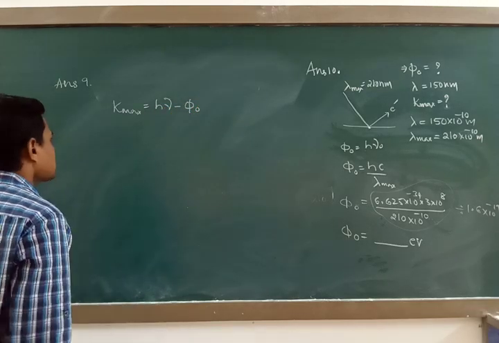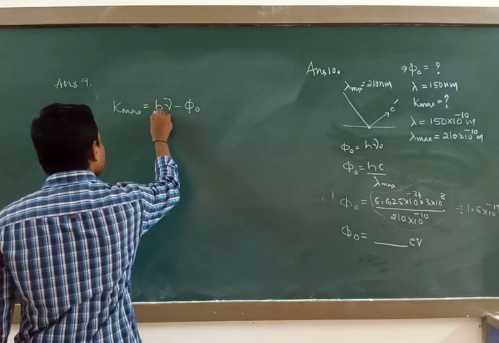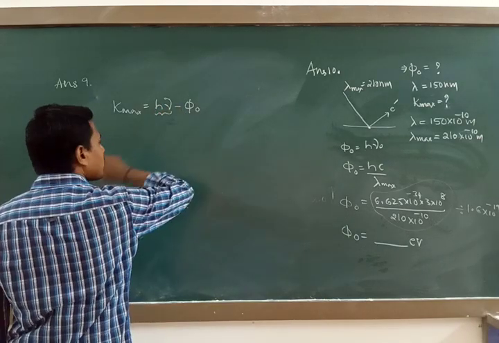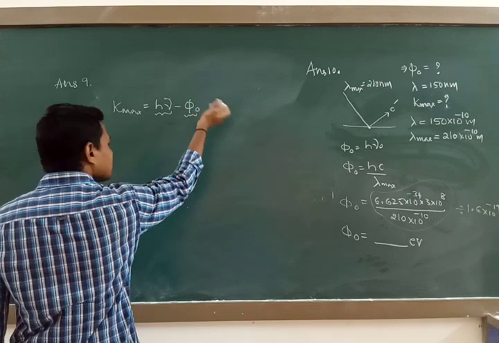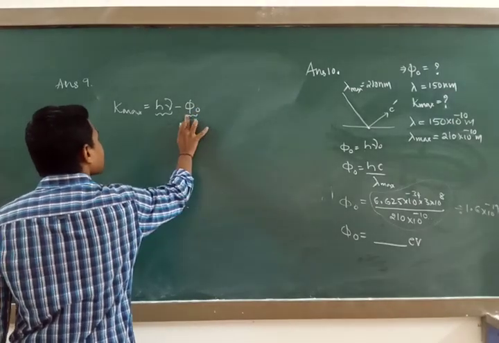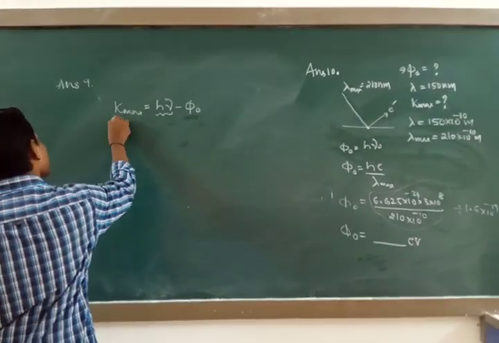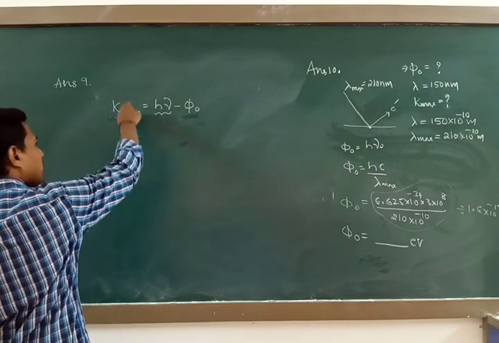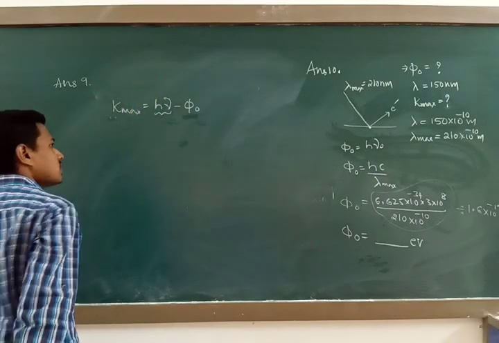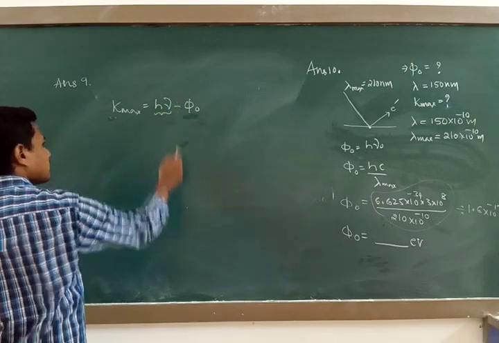Is it clear? So here h nu, this is incident photon energy. What is phi naught? That is the threshold condition or the work function of the material. And what is K max? It is the maximum kinetic energy with which the electrons are ejected due to the illumination of this h nu.